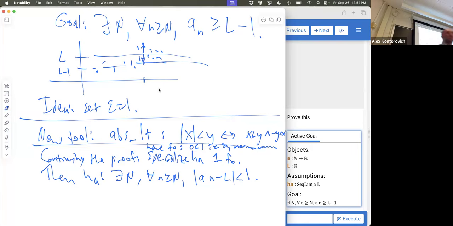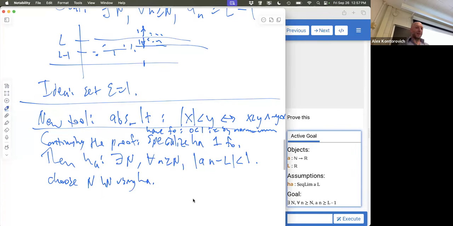We choose that. Yes, exactly. Let's take that N. That is exactly the N that we want, because being within one of L in particular implies that you're no smaller than L minus one. So choose that exact N, HN, using HA. Now we have that N. Use N. Jeffrey, I assume that's what you were going to say too.